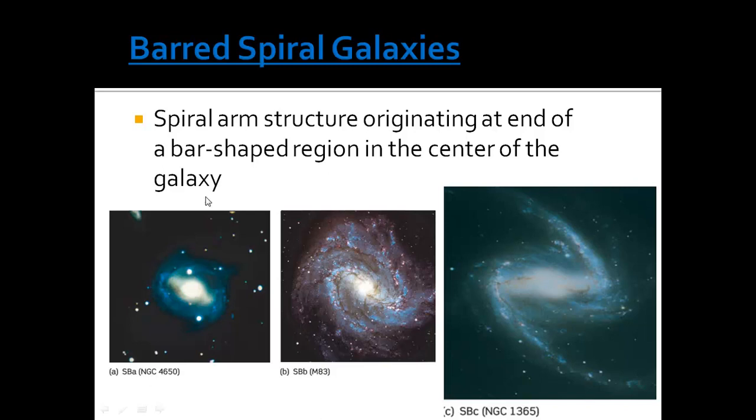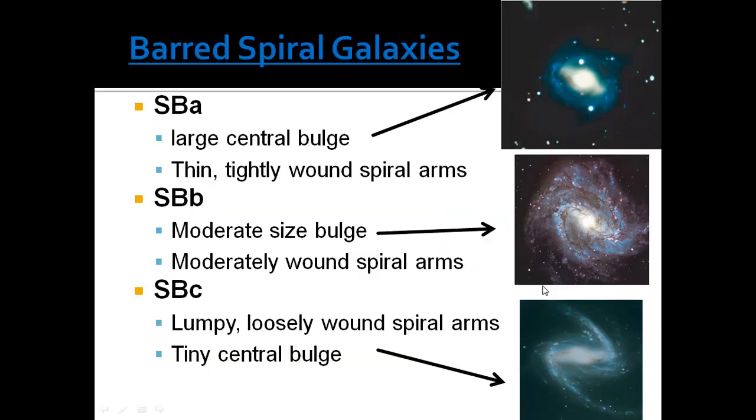So again, Hubble has designated subclasses under barred spirals. So we have barred spiral type A on the left, B in the middle, and C on the right. So take a look at these differences. Again, the central bulge is bigger with less defined arms. Okay, in type C's, very defined spiral arms, and you can really see the bar shape of this central bulge on the type C. Okay, so let's look at these again.